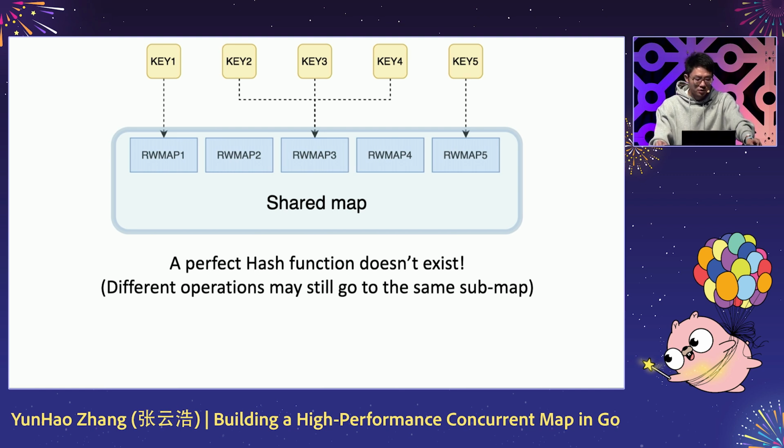However, in reality, we don't have a perfect hash function, right? Different operations may still go to the same submap. They will block each other, just like a single read-write mutex map. So how do we solve this problem?